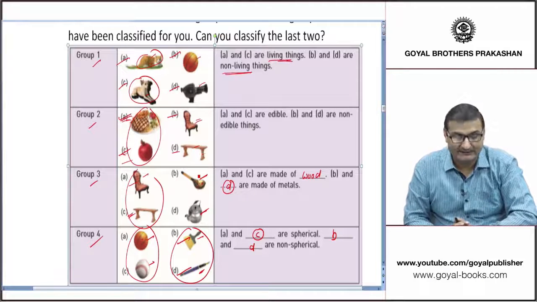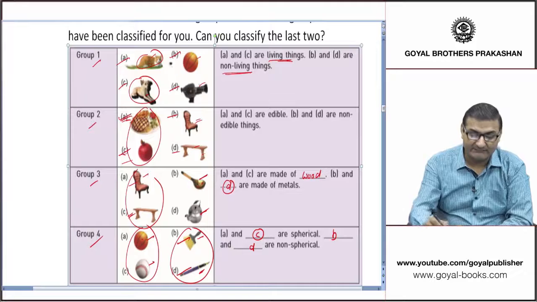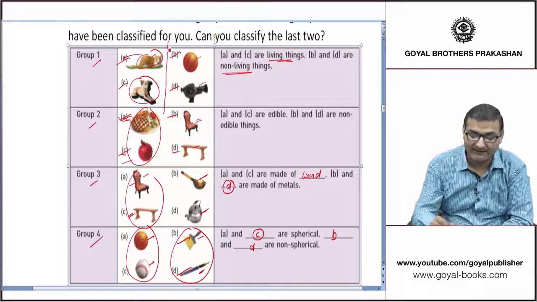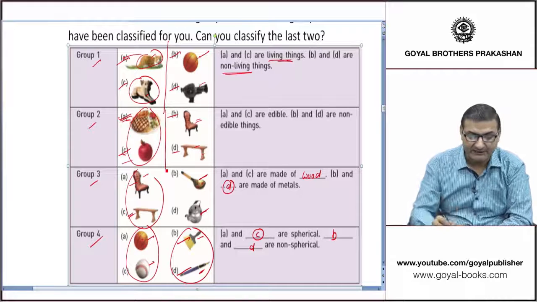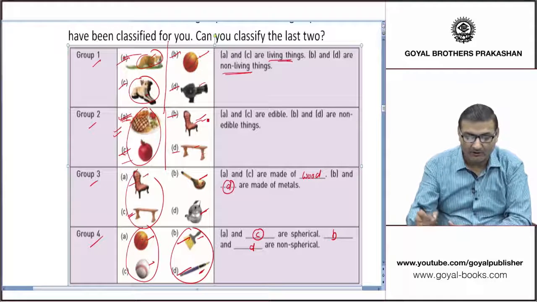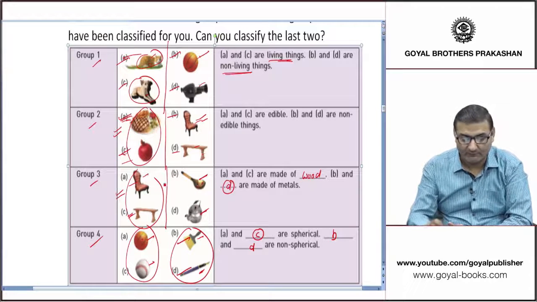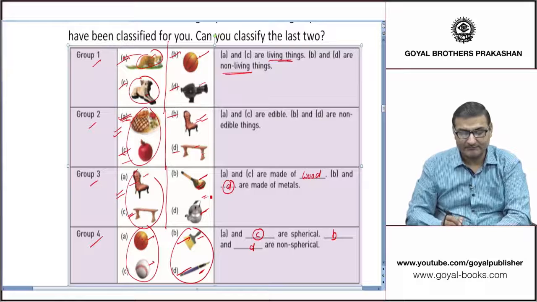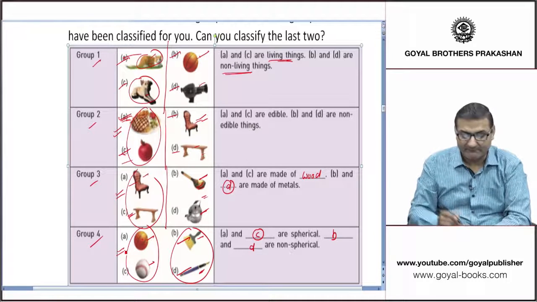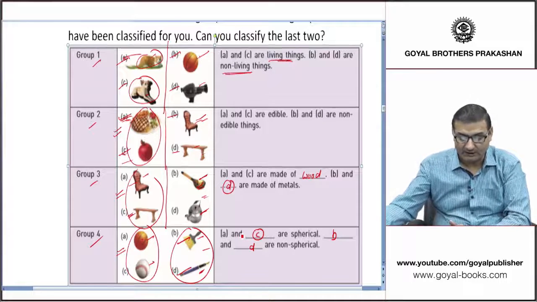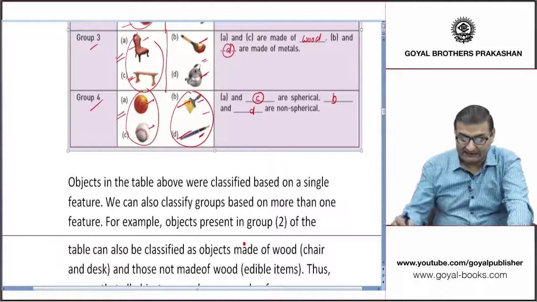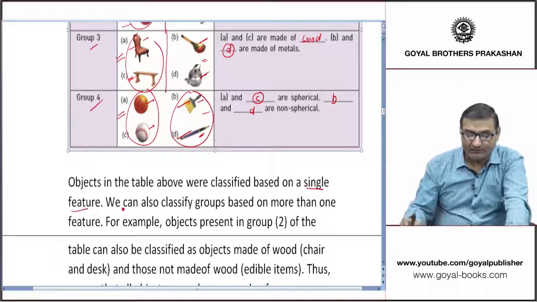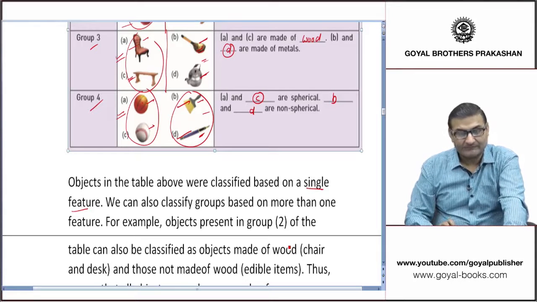Let us try to relate these properties. In group 1 we have differentiated on the basis of living and non-living. In group 2 we have differentiated on the basis of whether they are edible or non-edible. Third group we have formed whether they are made up of wood or made up of metals. Fourth, depending upon their shape, whether they are spherical or non-spherical. So, we have taken a single feature in order to classify, right?